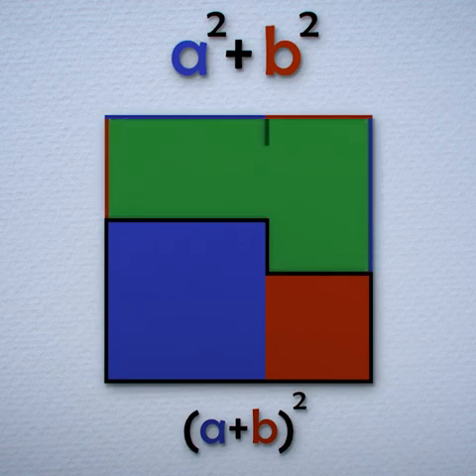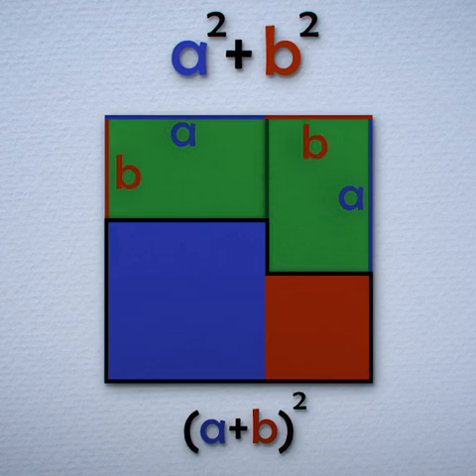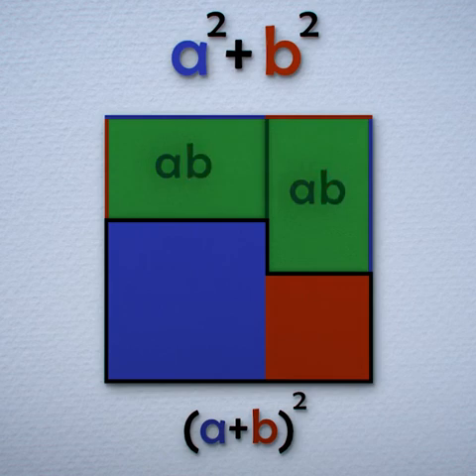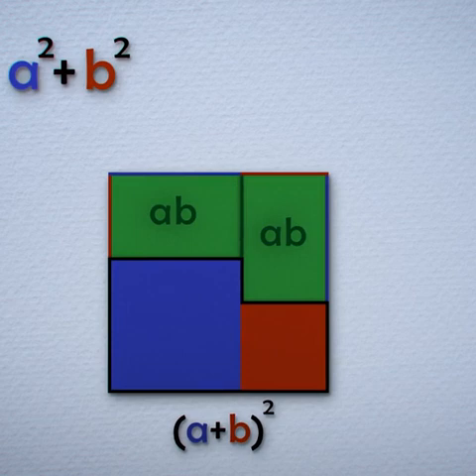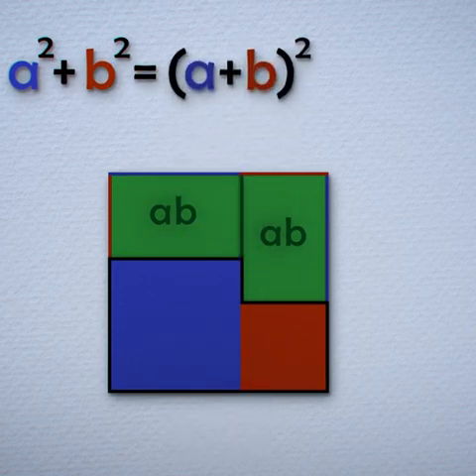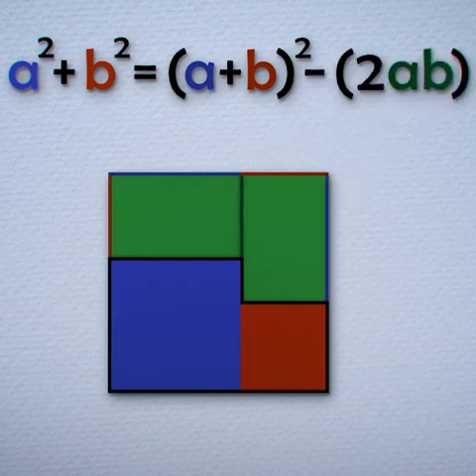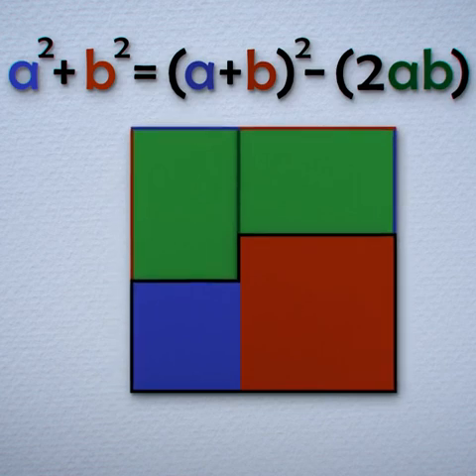We can slice through this extra area to create two identical rectangles. Each rectangle measures a on one side and b on the other. We have two of these rectangles with an area of a times b. Therefore, we just found that the area of a squared plus b squared is equal to a plus b squared minus 2ab. This will work for any values of a and b.